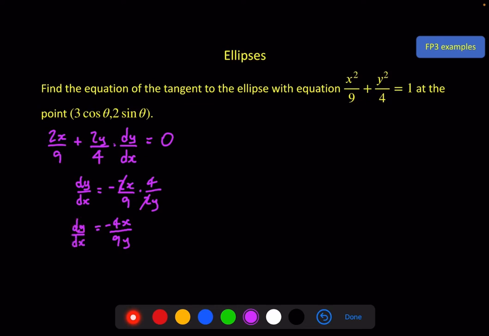and then evaluating that at the point given, I just substitute 3 cos theta and on the bottom 2 sine theta. So that cancels with that to give me 3, that cancels with that to give me 2, so we get a 2 on top and a 3 on the bottom.